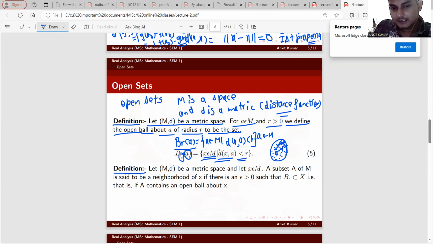डिफिनीशन सेकंड क्या कह रही है ये चीजें आप देखिए। What is the definition? So let M comma d be a metric space and let x belong to M. A subset A of M is said to be a neighborhood of x if there is an epsilon positive such that B epsilon is a subset of A, that is, if A contains an open ball about x.